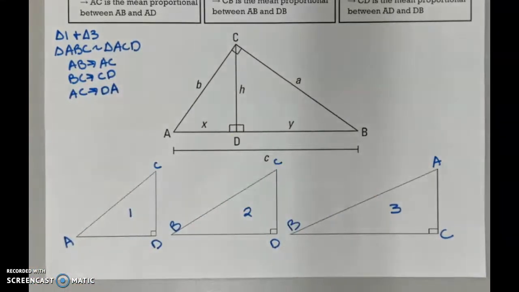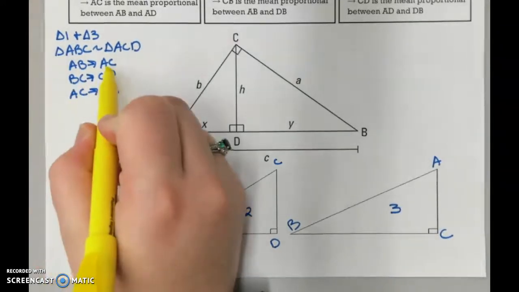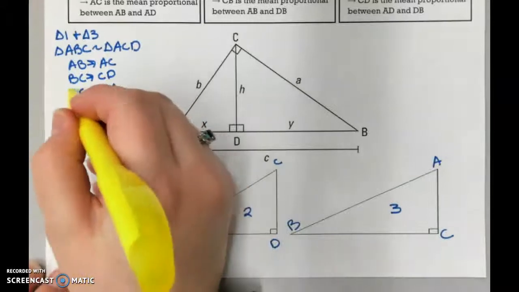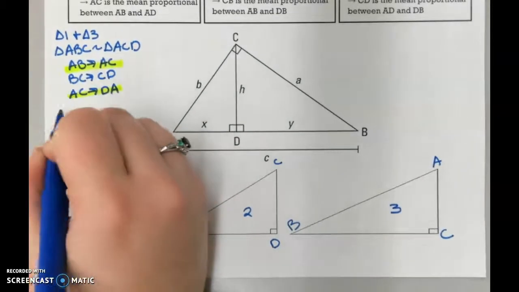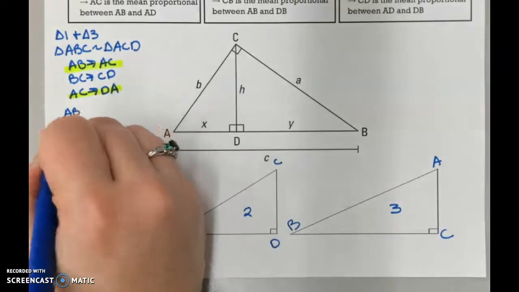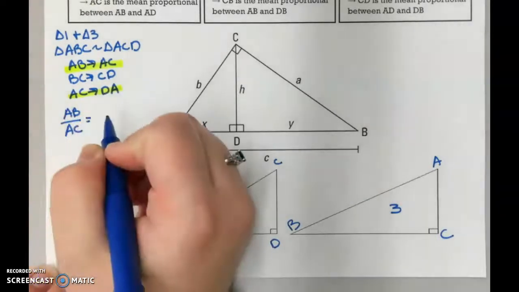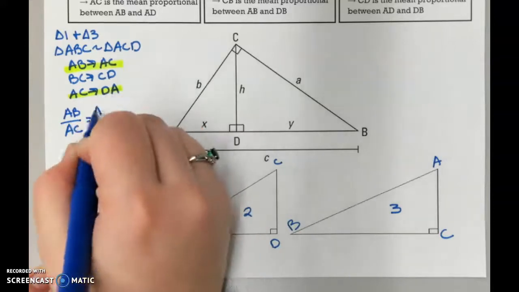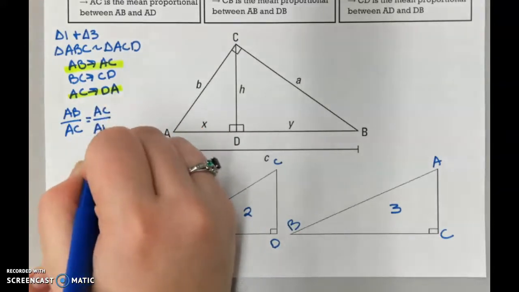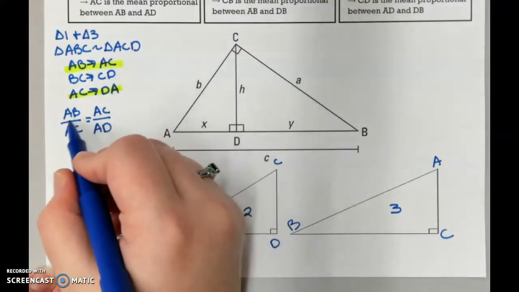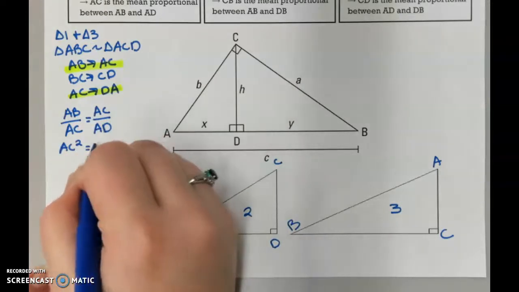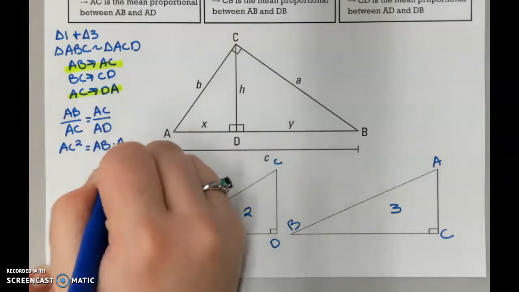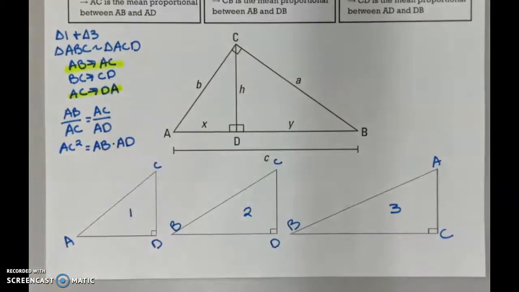Now, if you'll notice, in my relationships here, I have segment AC in there twice. It's the same segment. So using that information, I'm going to set up a proportion. AB to AC would be equivalent, that ratio, to AC to DA, because those are our corresponding sides. Now, because I have AC here twice, that's the same thing as AC squared is equivalent to AB times AD if I use cross multiplication.